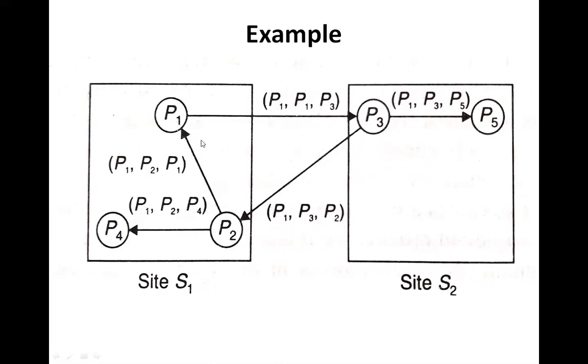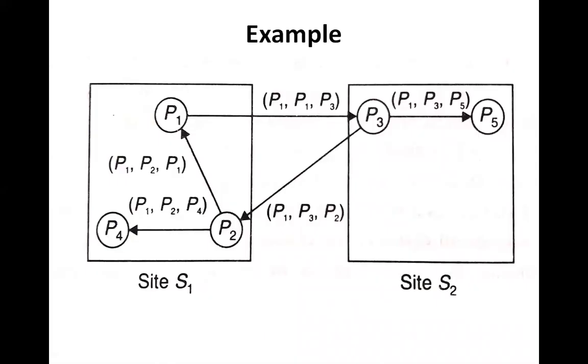So it means a deadlock is detected, in the form of a distributed deadlock among P1, P3, and P2, because P1 and P2 are processes of site S1 and P3 is a process of site S2. P1 is waiting for the process P3, P3 is waiting for the process P2, and P2 is waiting for the process P1. So this shows that it is a deadlock.